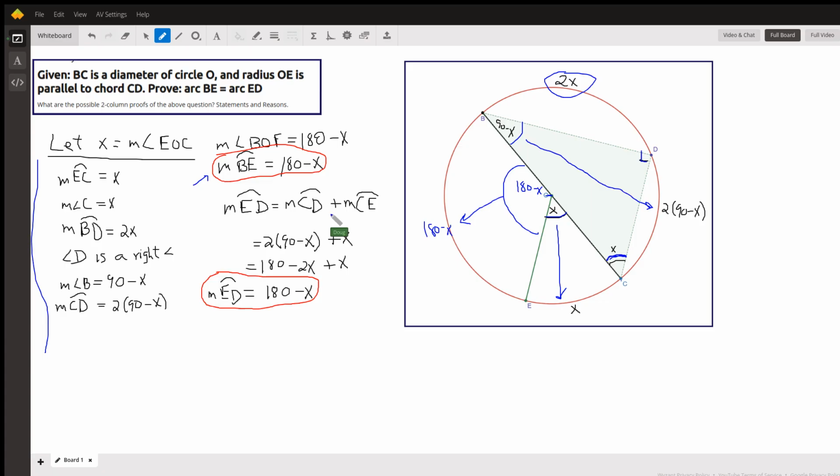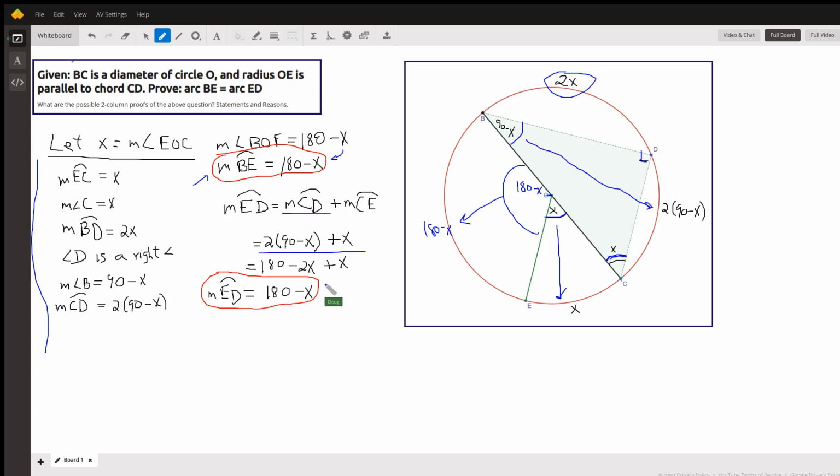But an expression for the measure of arc CD is 2 times 90, the quantity 90 minus x. The measure of arc CE is x. If we algebraically simplify this, we get 180 minus x, which is what BE is.